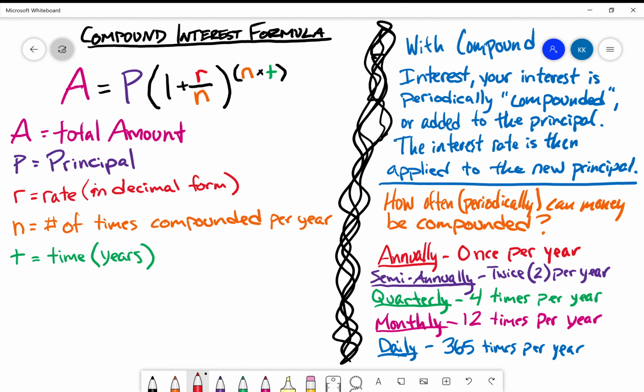So in terms of how many times your interest can be compounded per year, take a look at the bottom right section. How often or how periodically can money be compounded? And this is typically the different scenarios that you'll find. Annually means it's compounded once per year, semi-annually is twice per year, quarterly is 4 times per year, monthly is 12 times per year, and daily is 365 times per year. If you need a few minutes to copy this down, go ahead and pause the video, and then we'll start back up.